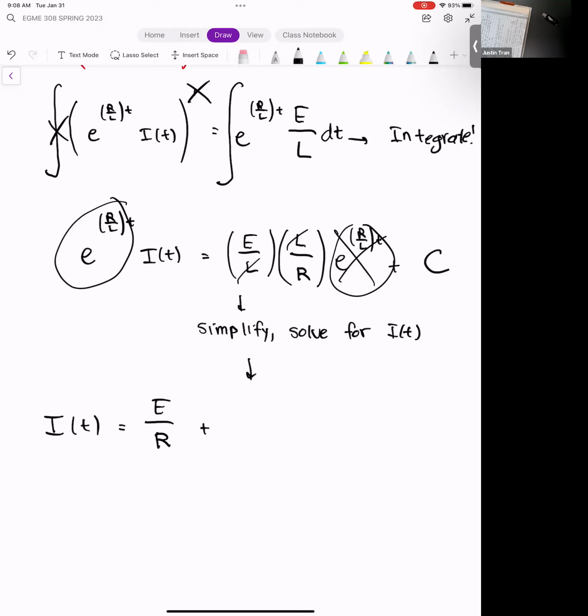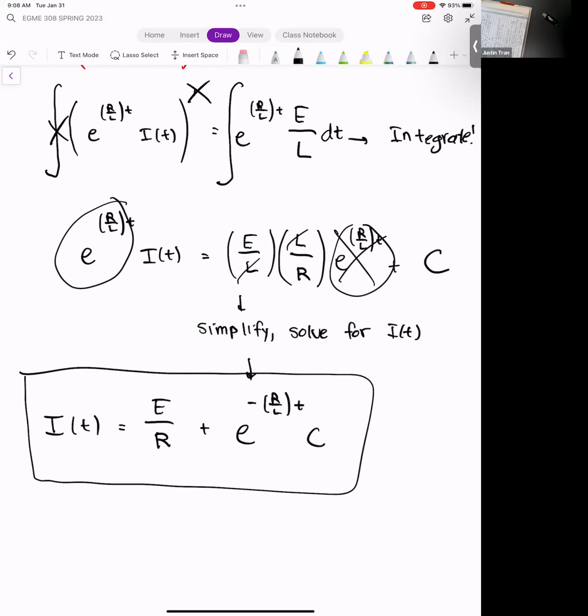Because we're dividing it by a function of t, we can't just lump it into the constant. I know I did that a lot last time, but you can only do that when you're multiplying C by another constant. In this case, we're not multiplying by a constant because we have this function of t. And we have e to the minus R over L t. And so this right here is our general solution.